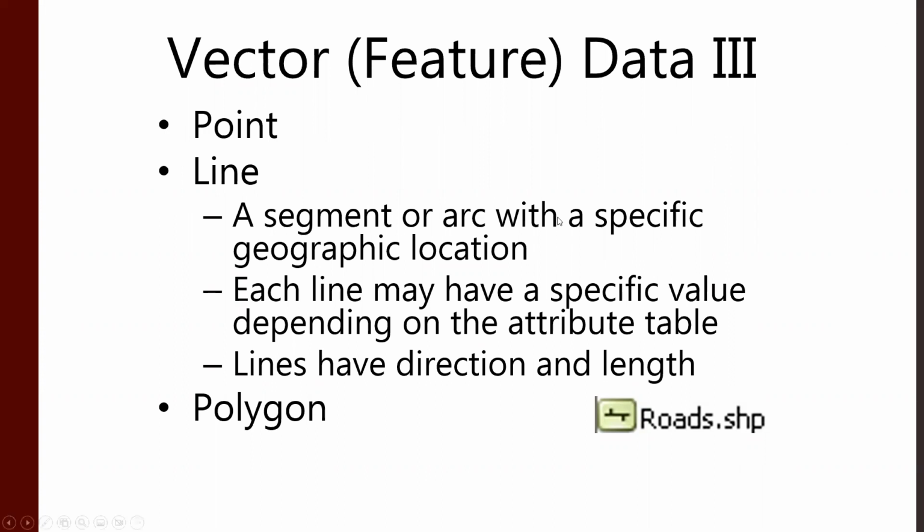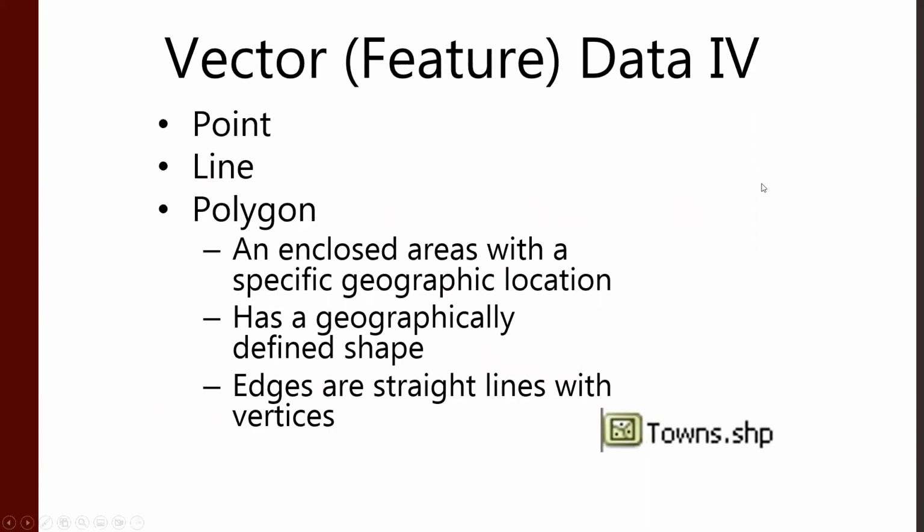Arc. We have a video later on talking about arcs. Then we get a polygon. Point, line, polygon. Enclosed areas with a specific geographic location has a shape. And really, let's imagine our lines. If you have a line that runs from point A to point B, and then from point B to point C, and then point C to point A again, you have a triangle, which is a shape, which is a polygon.